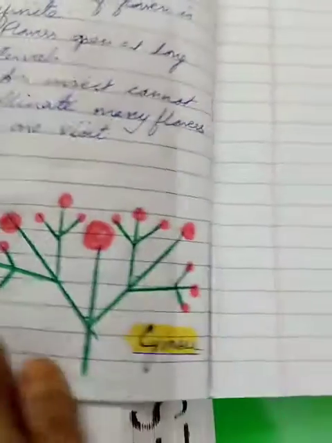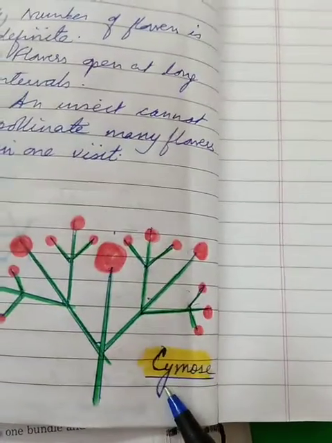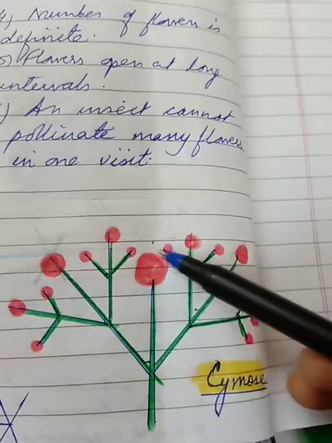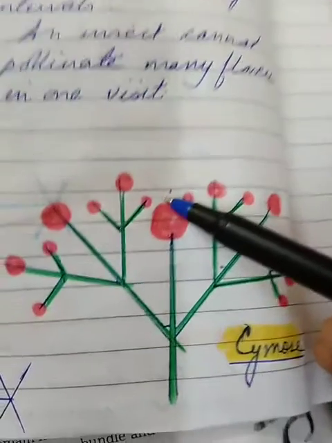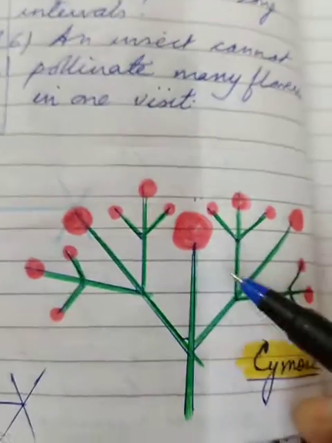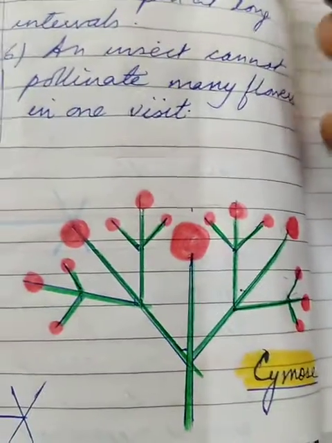So this type of arrangement of inflorescence is called cymose, and this order where the oldest is at the top, right, and the youngest are at the other side laterally at the bottom, this is called basipetal. Alright, so let us now study.